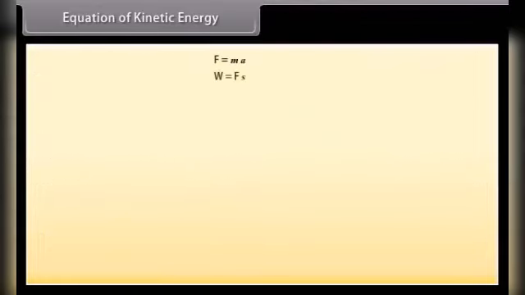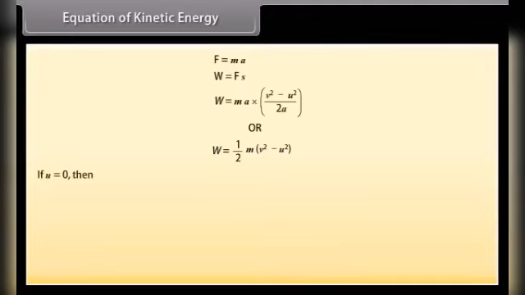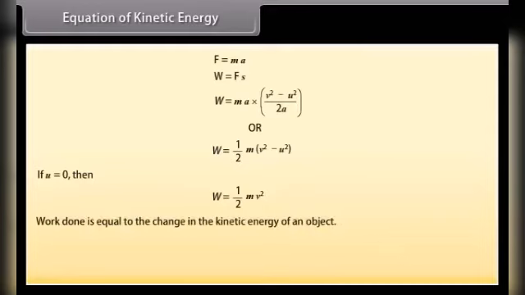We know that F is equal to ma, so by using values of F and s in the equation of work, we get W is equal to ma into (v square minus u square) whole upon 2a. Or we can write it as W is equal to 1 upon 2 into m into (v square minus u square). If the object is starting from its stationary position, that is u is equal to 0, then the work done, W, is equal to 1 upon 2 into mv square.